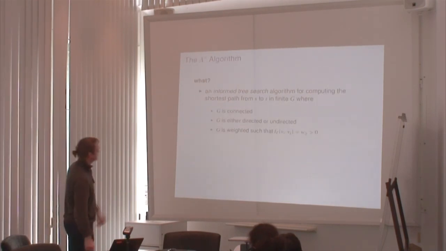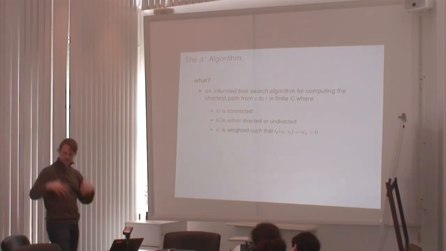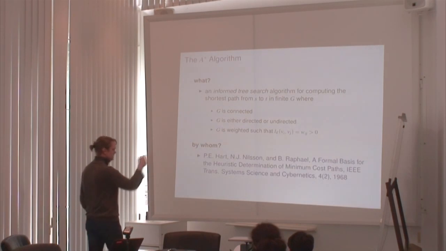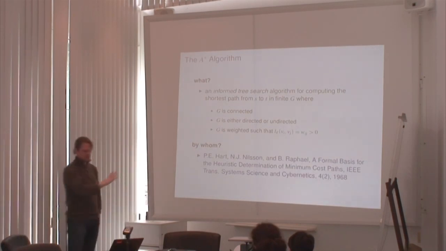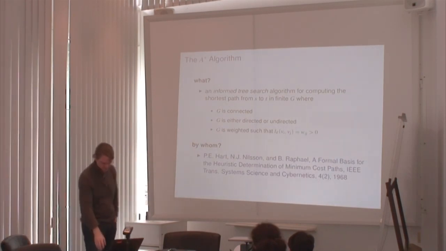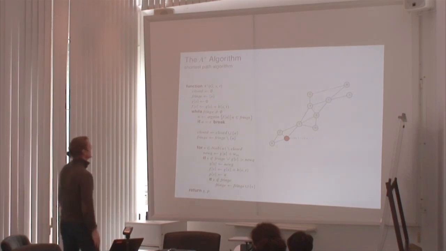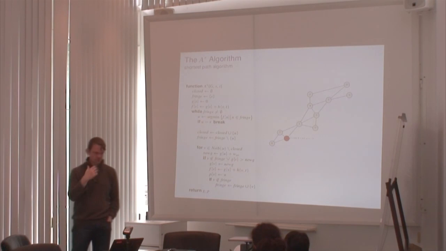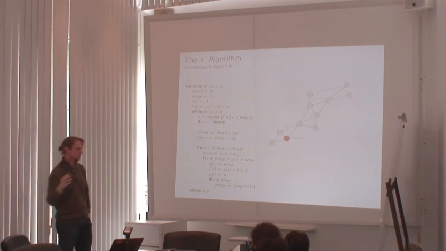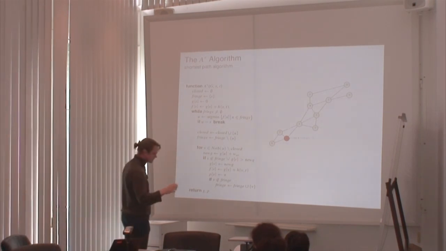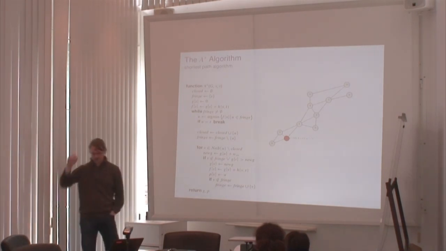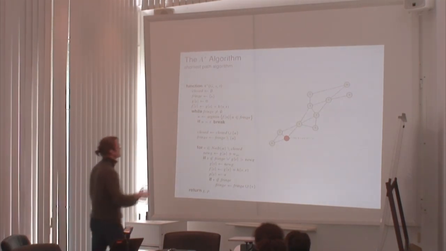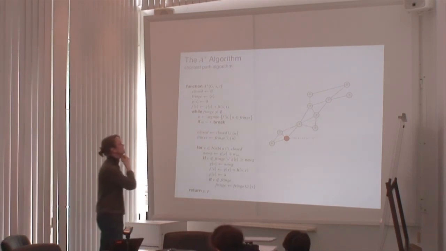So let's look at a solution which is called the A-star algorithm. It was introduced by Hart, Nilsson, and Raphael. A very, very famous algorithm. I'll come back to that later. Here it is. This is an algorithm that is used to compute a shortest path. It is not for computing shortest distances between any node and any other node. It is tailored towards the problem of computing the shortest path from a start node to a target node.